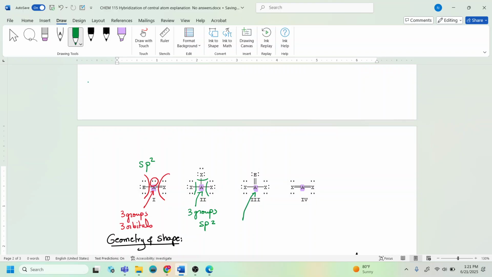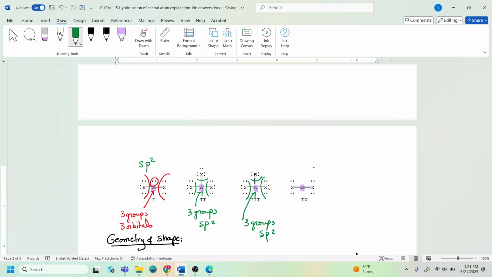Same thing for A over here, the central atom. Again, this is a group. This is another group. This is a third group in there. I don't care about the double bond. It's still a group that is connected to the central atom. So count the groups and relate this to the number of orbitals that you need. So I have 3 groups in there. So since I have 3 groups, I need 3 orbitals. So again, the hybridization is an sp2 hybridization.